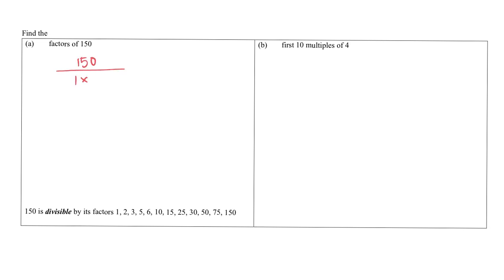it can be equals to 1 times 150, 2 times 75, 3 times 50. 4 is not possible. 4 is not a factor. 5 times 30. 6 times 25. 7 no. 8 no. 9 is not. And 10 times 15. 11, 12, nope.